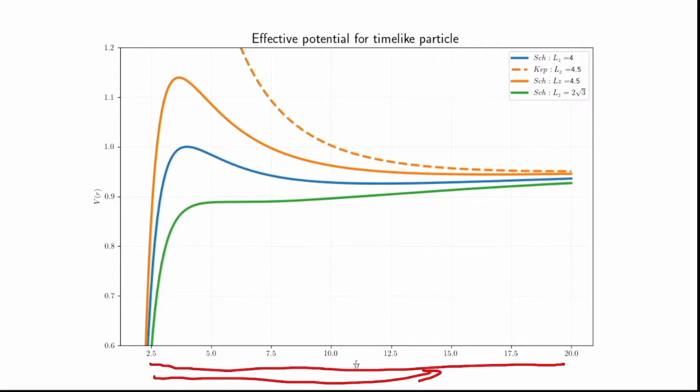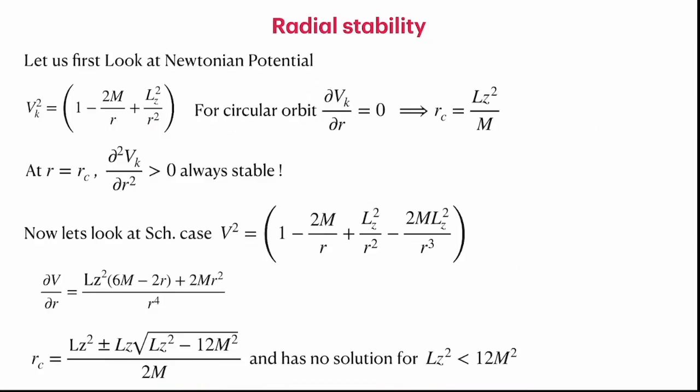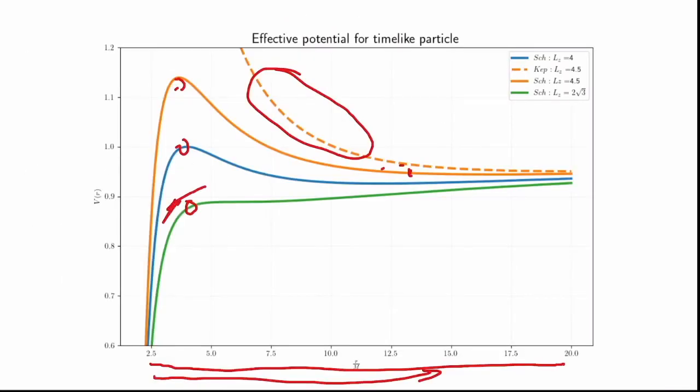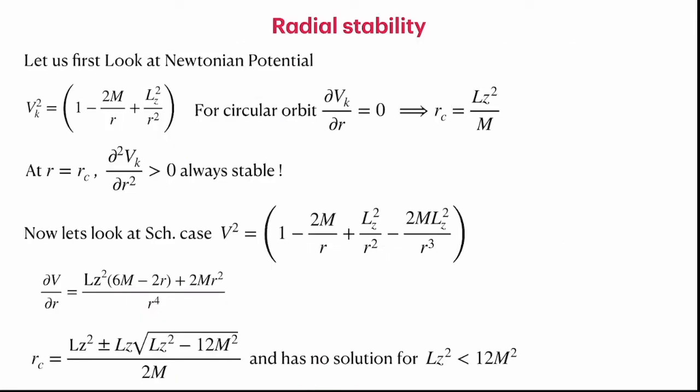So you expect that the Newtonian theory will not give you the correct equation of motion. Enough relativistic correction needs to be added, and the relativistic potential looks like this. All of them have an unstable point and a stable point somewhere here. And when it comes to this green curve, it has only an unstable point, and any particle orbit beyond that would simply fall into the black hole. So that is what we call the last stable circular orbit.